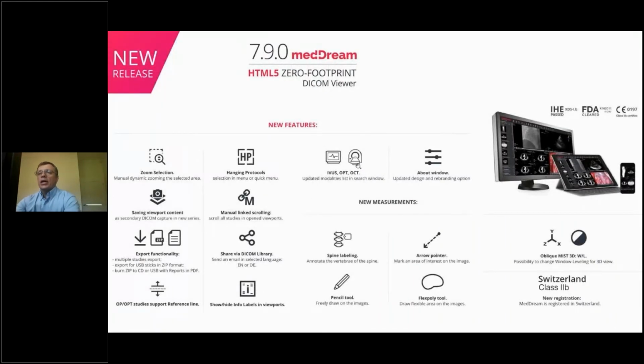Yes, so this is a shortcut of what was released; the majority of functions were released in the last release. One very nice feature, which is really useful for mammography users, is zoom selection. Zoom selection allows you to maximize the zooming level for the needed area. You can now find this icon in the 7.9 MedDream menu, in the zooming levels. This is a very innovative way to zoom the data.